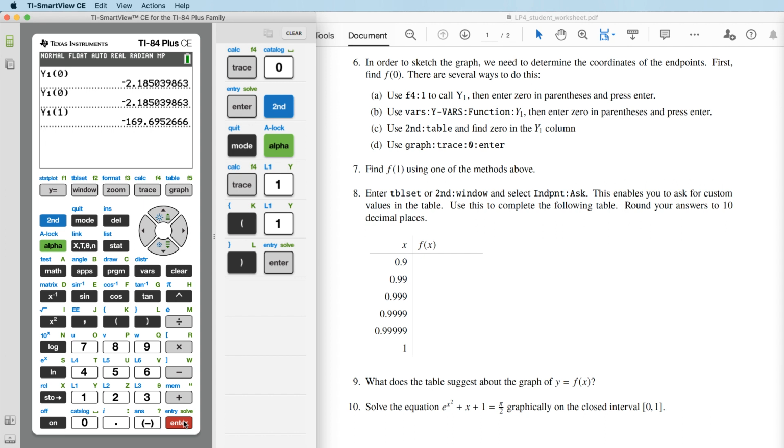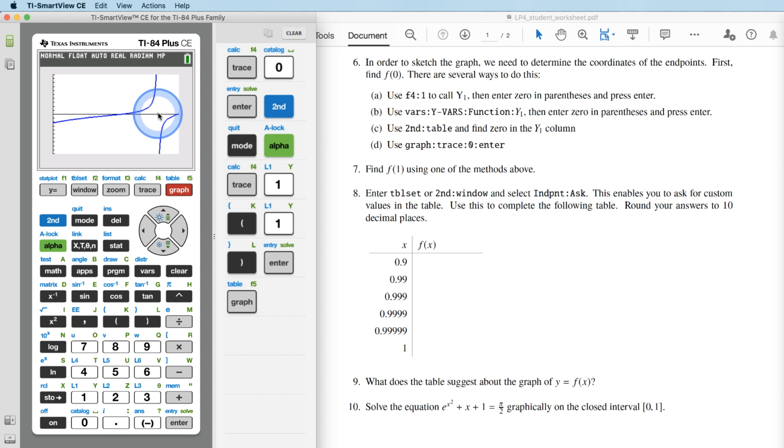So this might be surprising. Remember what our graph looked like. The negative 2.185 is not that surprising because that's what it looked like on the graph. It looked like when x was 0, y was about negative 2.2. But f of 1, that is a little surprising to me because that's not what it looked like on the graph. We've got y of 1 equals negative 169.695. So almost negative 170. So let's go back to the graph.